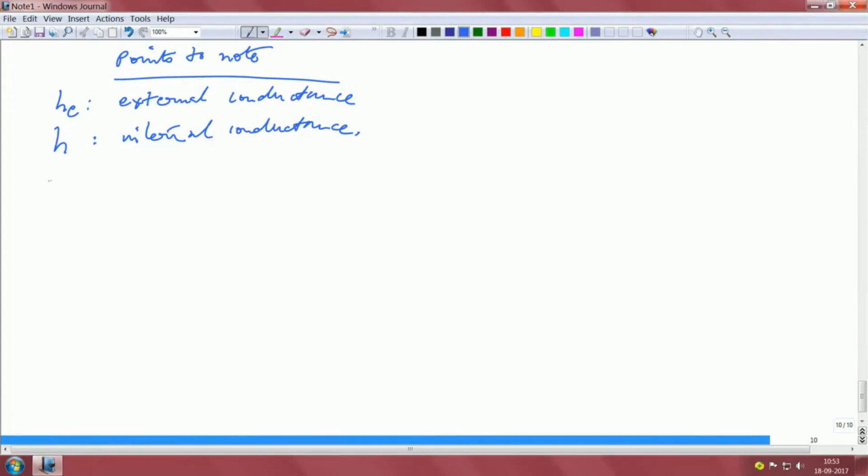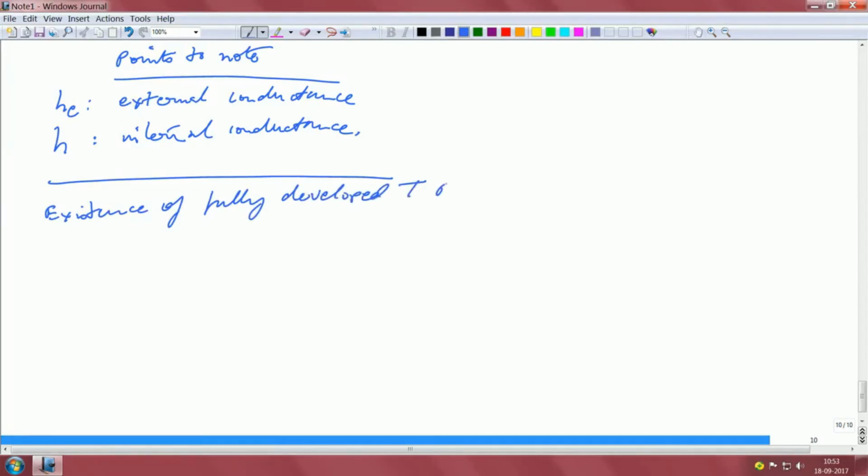Some general points to note is that the existence of fully developed T profile does not require assumption of large Peclet number.